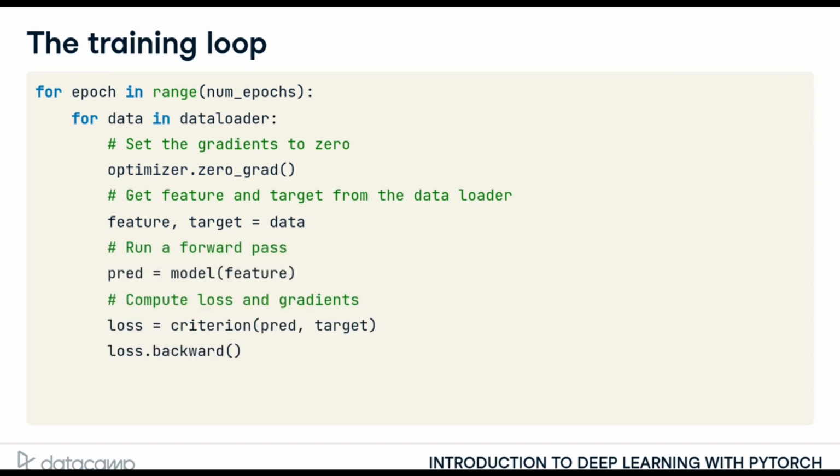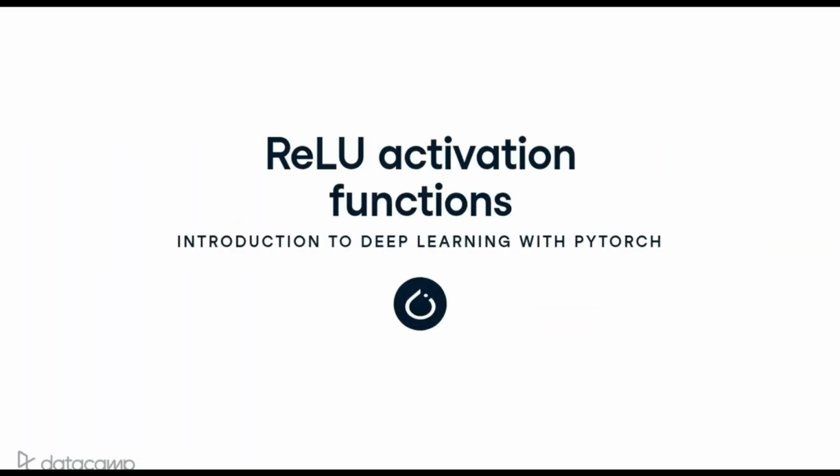We use the features for the forward pass of the model, and we use the target for the loss calculation. Finally, we use the optimizer to update the parameters of the model.